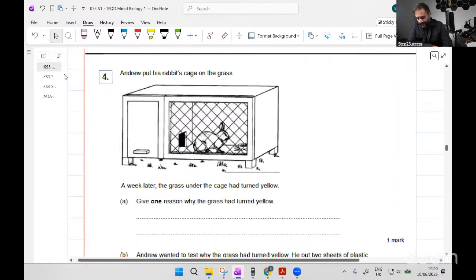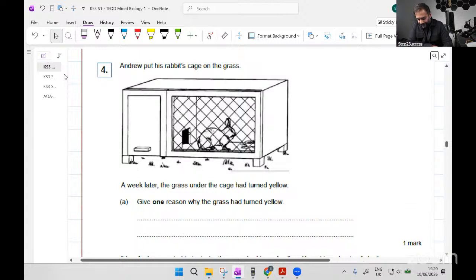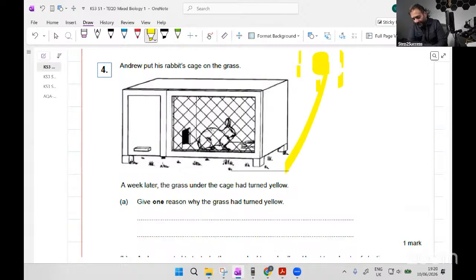Andrew puts his rabbit's cage on the grass. A week later, the grass under the cage had turned yellow. One reason why it turned yellow. Well, surely, what do all plants need? They need light, don't they? And so, if you suddenly put something on top of the grass, it's not going to get any light, and that can cause it to basically change color.